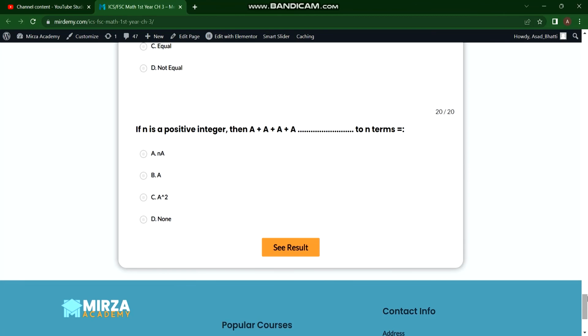So here is the last MCQ. If n is a positive integer, then A plus A plus A and so on up to n terms, obviously it will be equal to nA. So A option is correct.